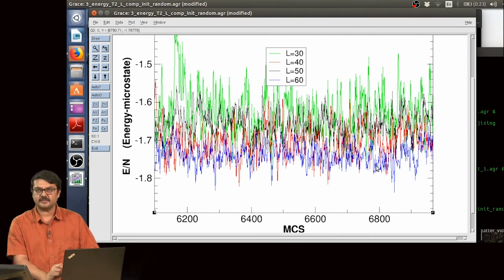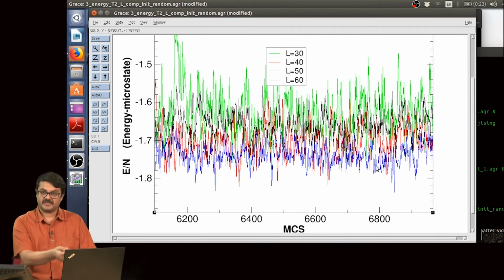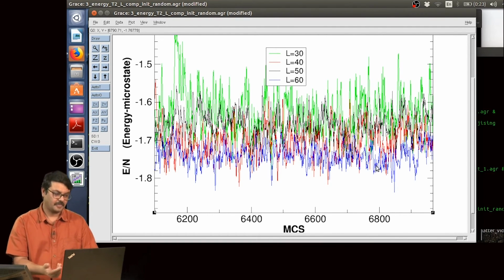In statistical mechanics, you know that the relative fluctuations, delta E, the standard deviation in fluctuations of energy divided by energy, goes as 1 by root n, where n is the number of degrees of freedom, which in this case is L cross L.